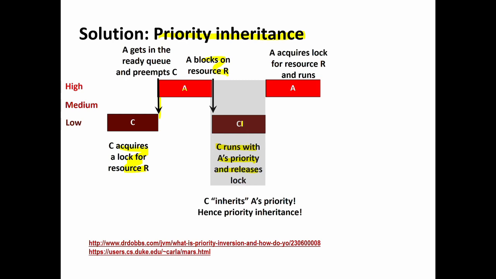It's like the case where you're blocking a VIP car, and all of a sudden the VIP car gives its priority to you so that you can proceed and release the lock. After you release the lock, A acquires the lock for that resource and runs. In this sense, C inherits A's priority, and that's why we call it this. So this is the solution for the priority inversion problem.